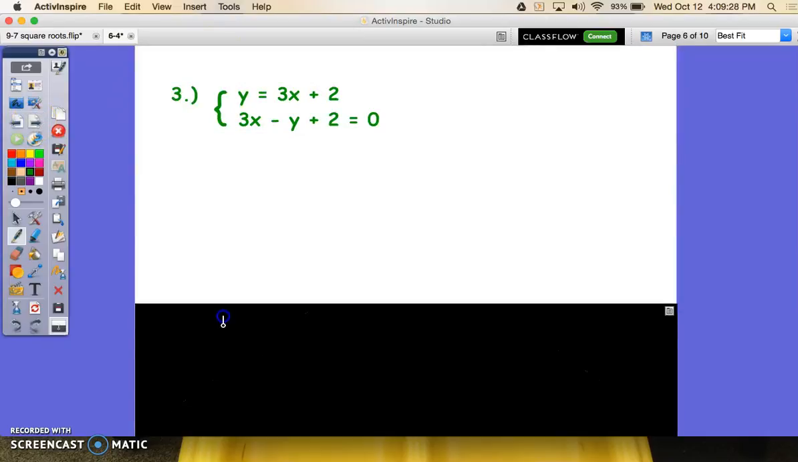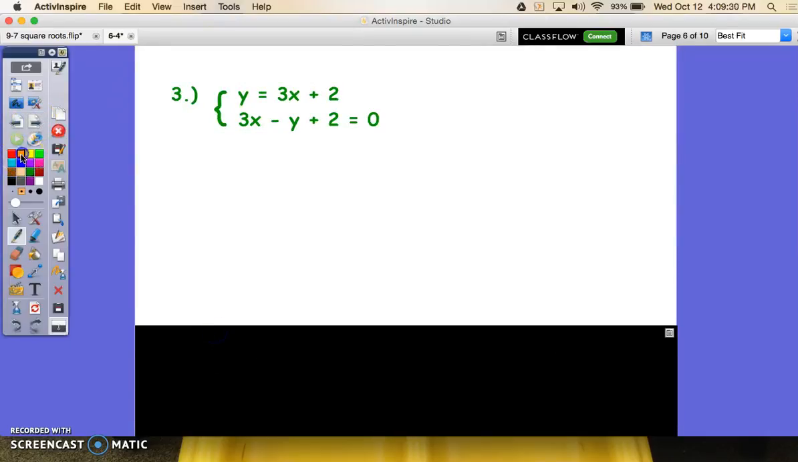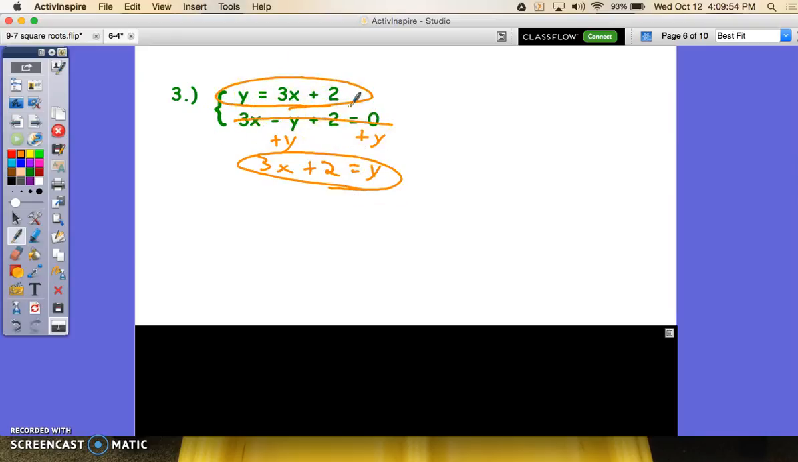Next problem we'll take a look at. Not always do you want to isolate variables the traditional way. So you don't have to take 3x away from both sides here and then subtract 2 and so on. What I would prefer you to do in a problem like this is go ahead and actually add y to both sides. And take a look at what you're left with. 3x plus 2 equals y. And your original equation, y equals 3x plus 2. If you notice, these are the exact same equations.